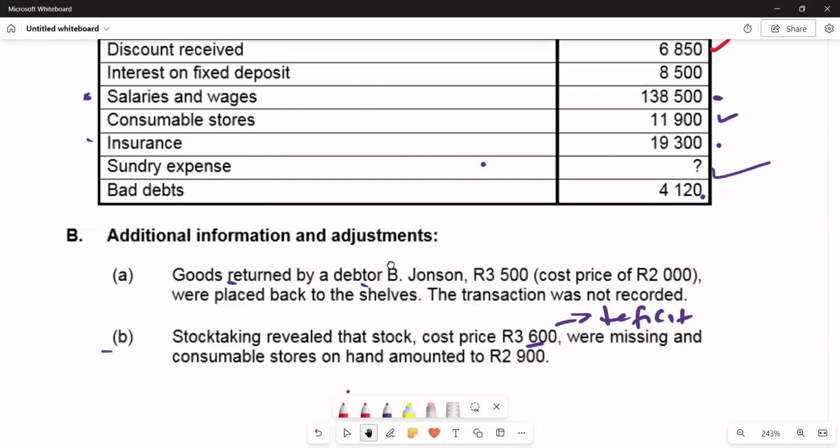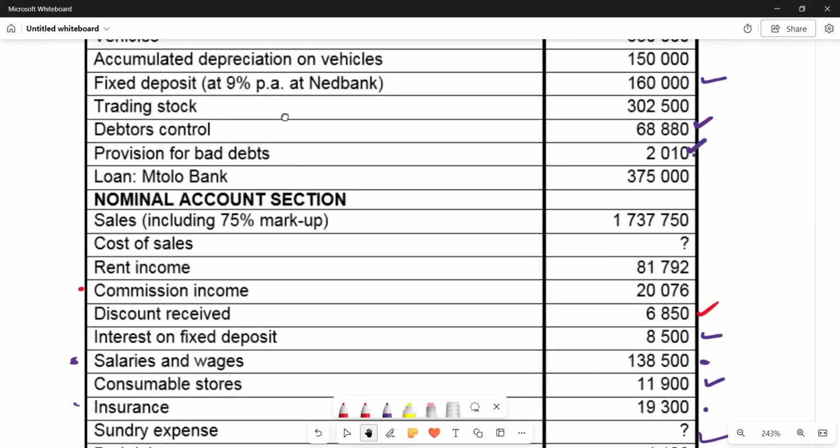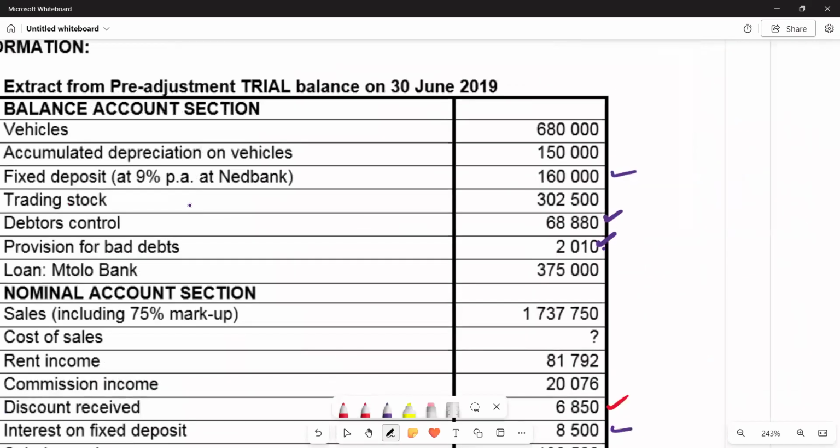And then also, if you have got anything to do with interest again, under the account section, we are given interest on fixed deposit is 8,500. But this interest just represents the interest that was received. It doesn't represent the interest that was supposed to be received for the period. The interest which is supposed to be received for the period, we get it from the percentage that we are given there, which is 9% per annum.